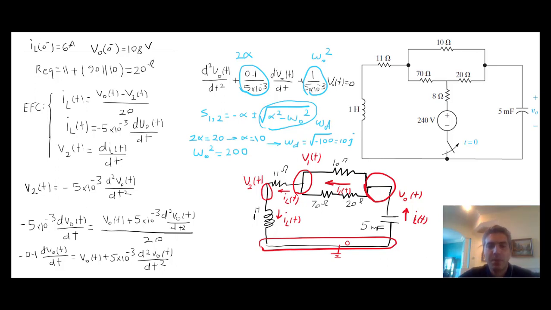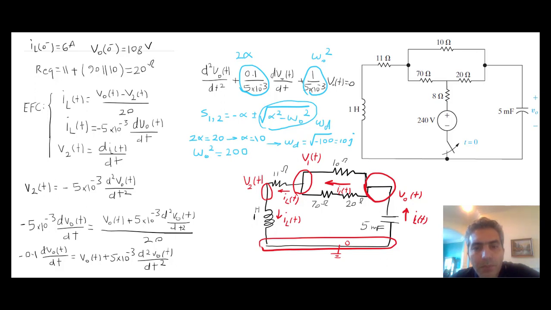Now, once that happens, what it means is that the solution, the voltages and currents in the circuit, are going to be oscillating, and exponentially the amplitude of that oscillation is going to go down, with the angular frequency that you see right here, 10. So that concludes our solution.